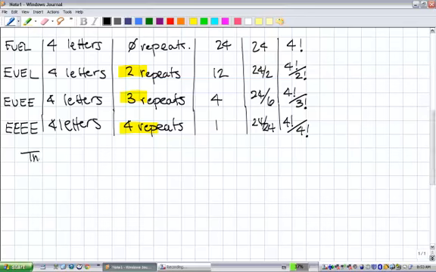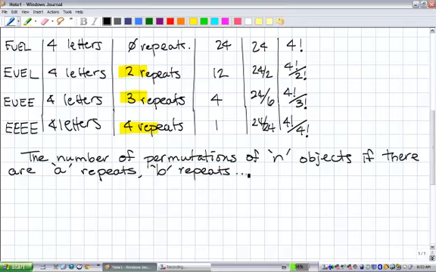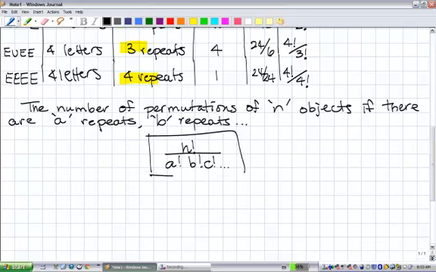So we can formalize this a little bit by saying the number of permutations of n objects, where n is the total number of objects, just like in P-pick, if there are A repeats, B repeats, etc., we could go up to C repeats, D repeats, whatever, is n factorial over A factorial, B factorial, C factorial, etc., if we had an A, a B, a C. So there's our handy little formula for this. Total number of letters over the repeats.